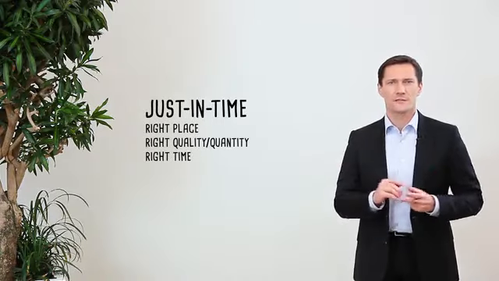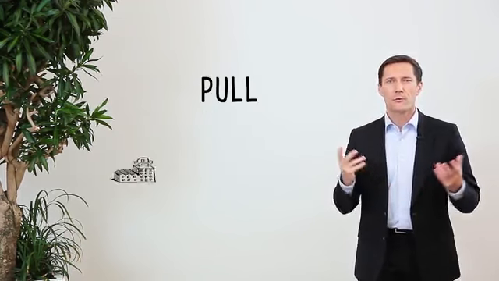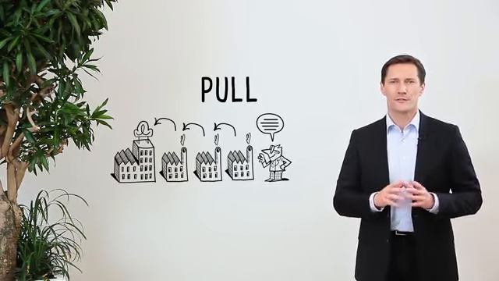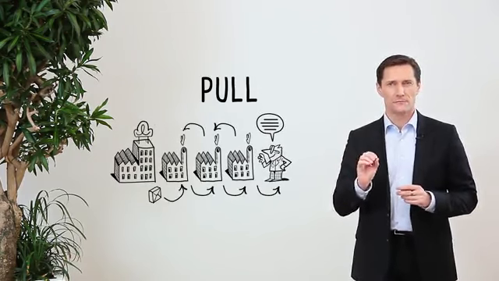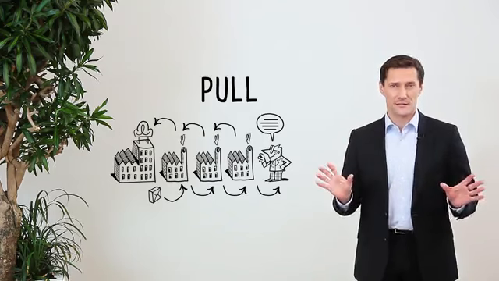The implementation of just-in-time is a combination of three key elements. So it's pull, it's flow, and it's TACT. Pull means that customer demand triggers production to be pulled through the system. Material is replenished based on consumption only. There is no production in advance and stock is limited.